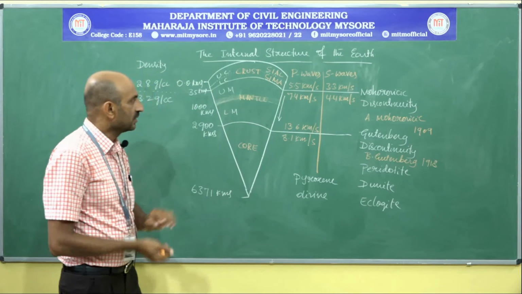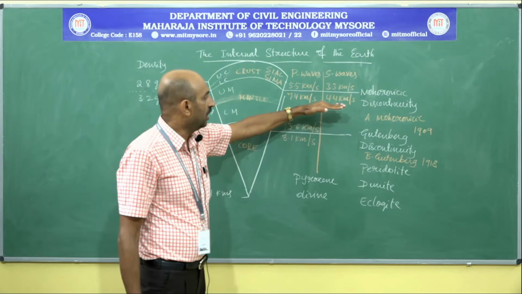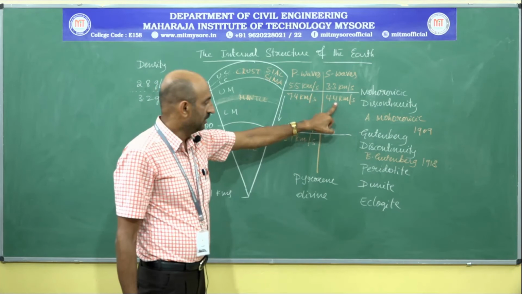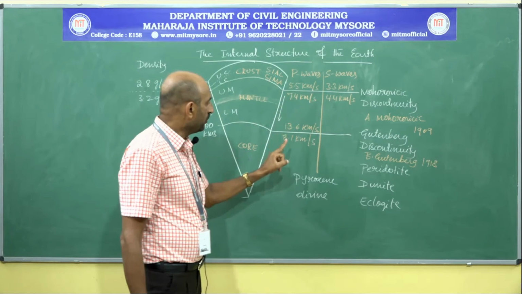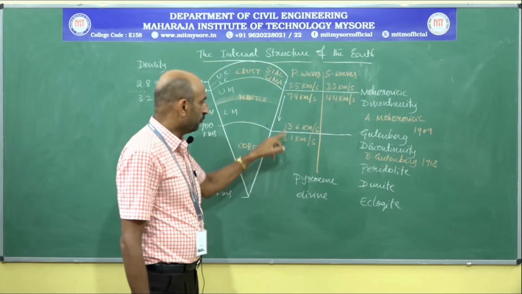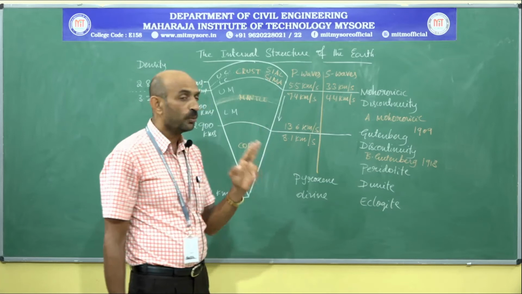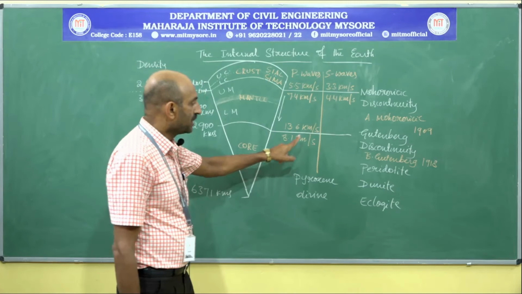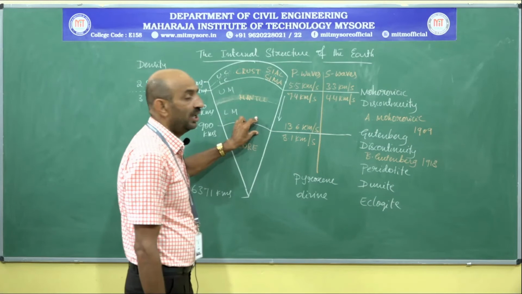What happens? Between crust and mantle, the velocity of the seismic waves attains a drastic enhancement. But here, the velocity of the primary waves drastically changed from 13.6 kilometers per second to 8.1 kilometers per second. Again, it denotes there must be different kinds of material between mantle and core.